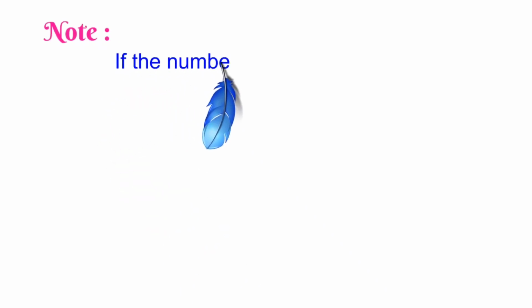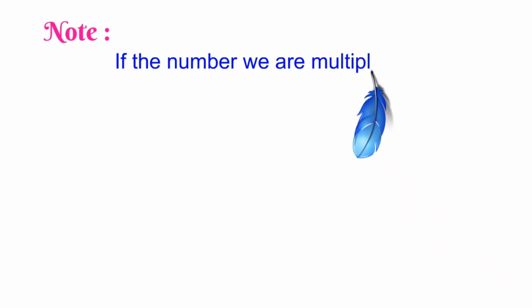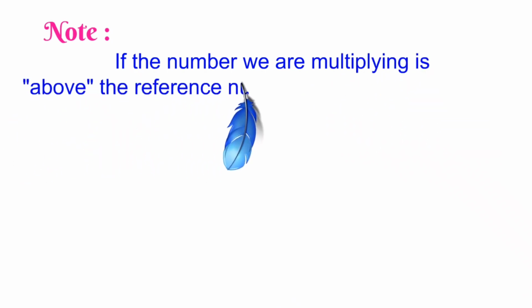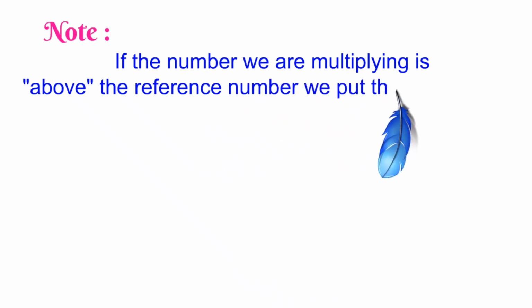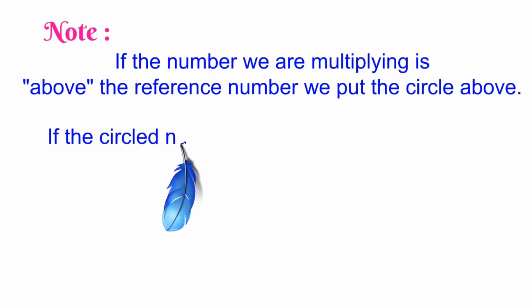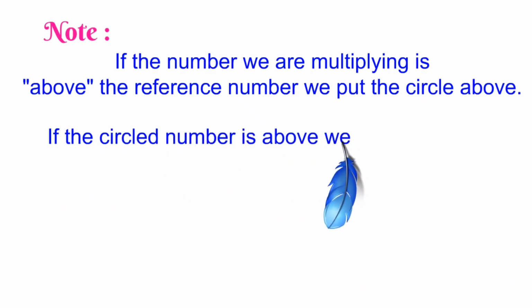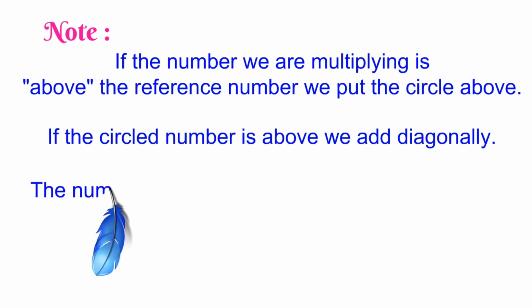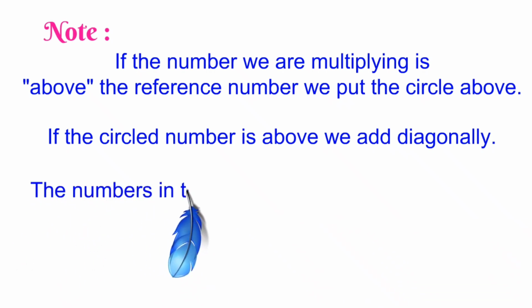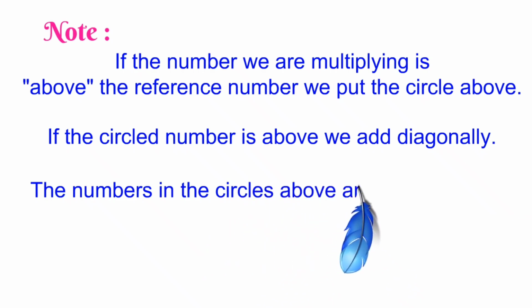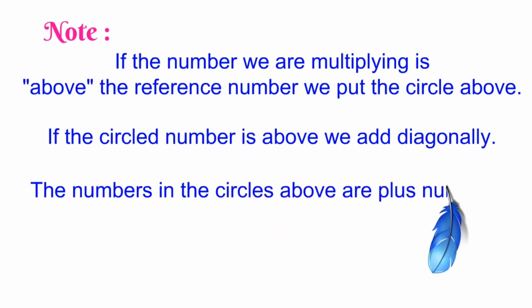Note, if the numbers we are multiplying are above the reference number, we put the circles above the numbers. If the circled numbers are above, we add diagonally. The numbers in the circle above are plus numbers.